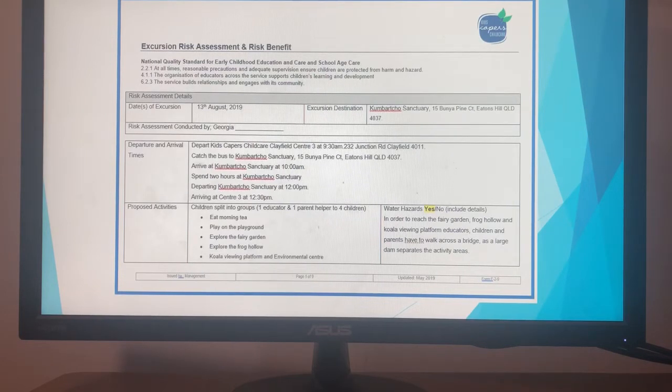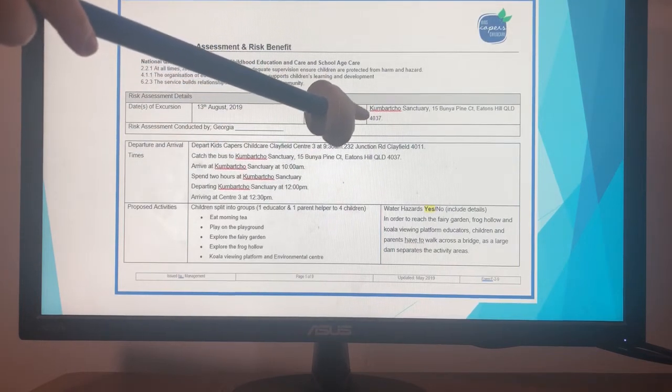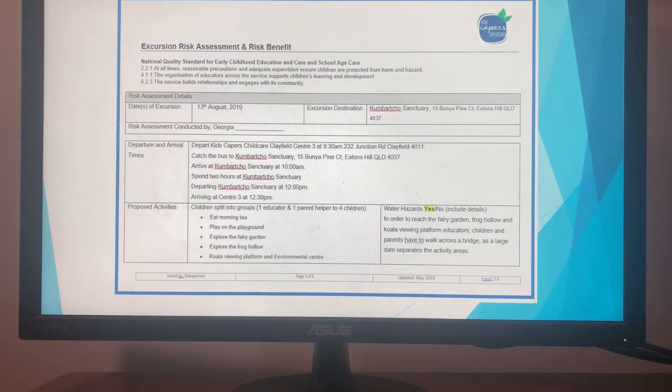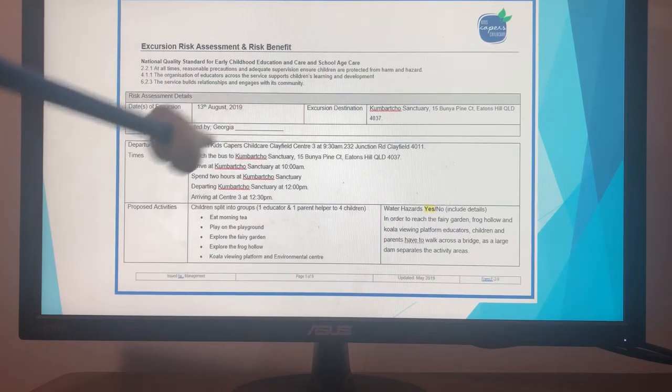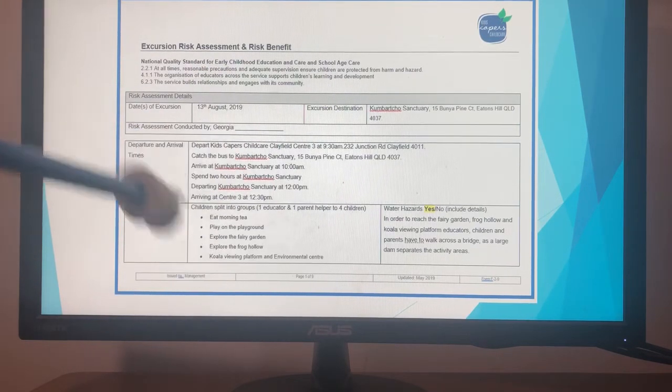So first off, we're going to have a look at the first page. We're going to have a look at the information that's there. So first off, we've got our date, our risk assessment conducted by, the excursion destinations along with their address, the departure times and arrival times. So lots of information through there, and the proposed activities that the children will be partaking in at that time.